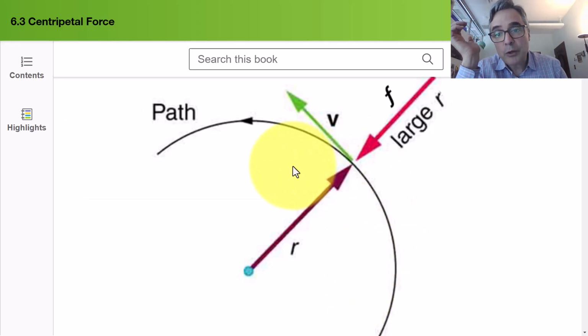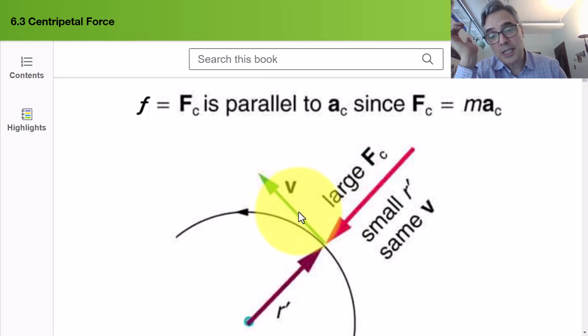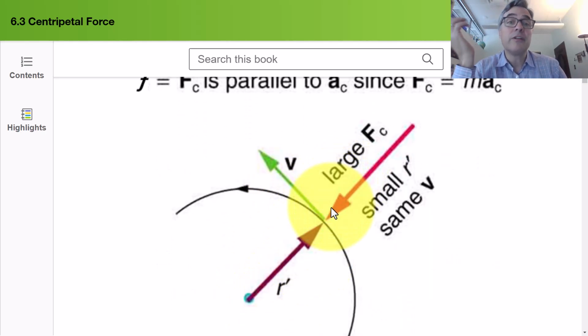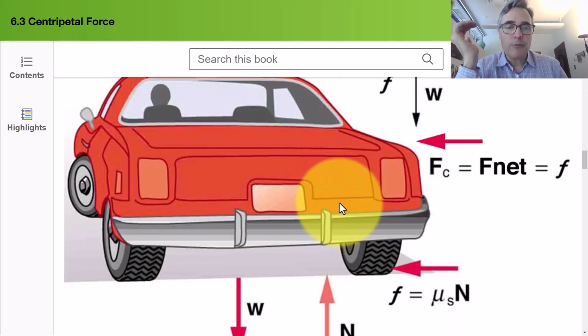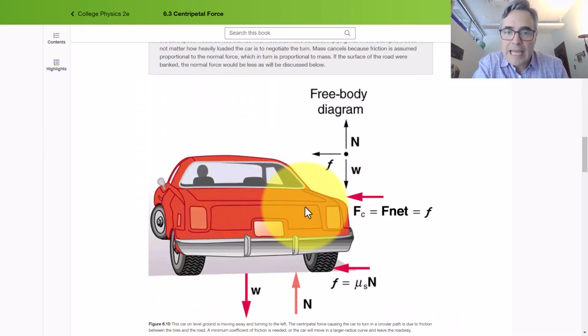So again, here's something going on a circular path with a constant speed v. There is an inward force. If you go the same v but a smaller r, you need a larger force because you have a larger acceleration. Example 6.4 deals with figure 6.10.